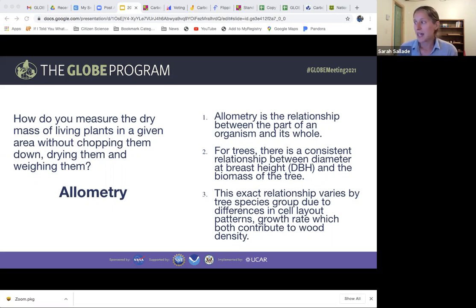And the exact relationship varies by tree species group. So it does vary slightly between each individual species, but there's a lot of commonalities between tree species groups. And we'll talk more about that in a second. And these are primarily due to wood density. So both cell layout patterns of the species as well as growth rates impact wood density, but wood density is the driver of this relationship.